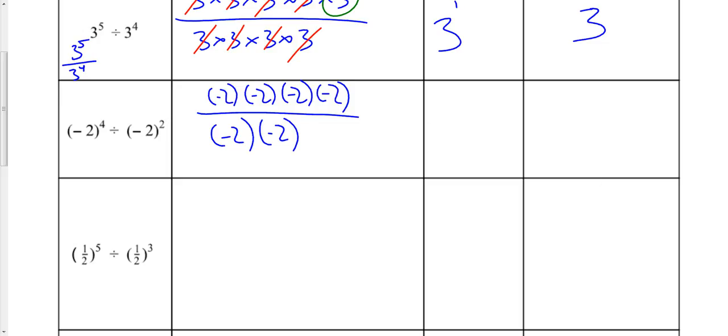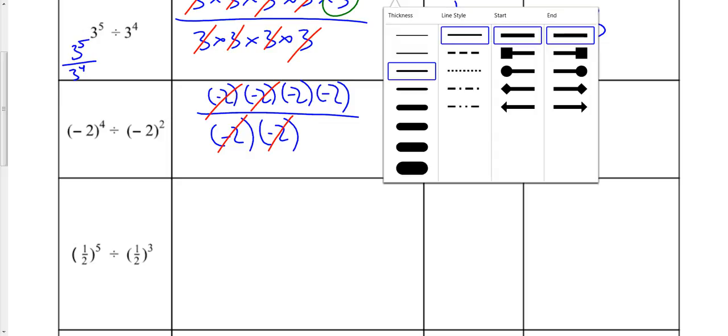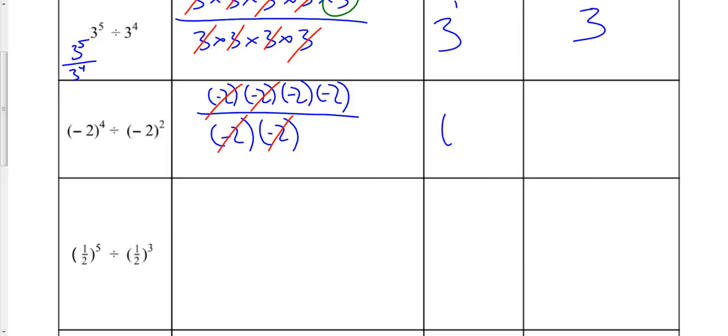So negative 2 divided by negative 2 is going to give us 1. So those two will cancel out. Negative 2 divided by negative 2 is again 1. So what we're left with is two negative 2's, or negative 2 squared. Okay? And so we will write this out as negative 2 squared. Okay, there's two negative 2's multiplied by each other. So negative 2 times negative 2 will give us positive 4.